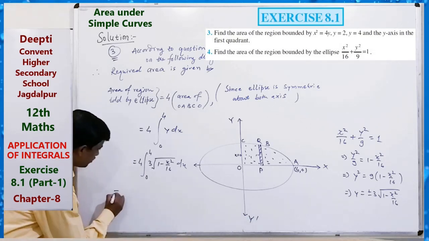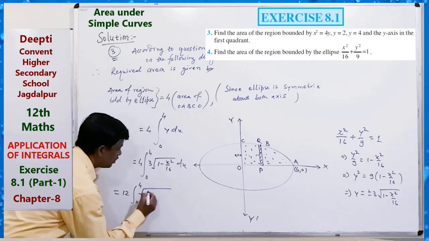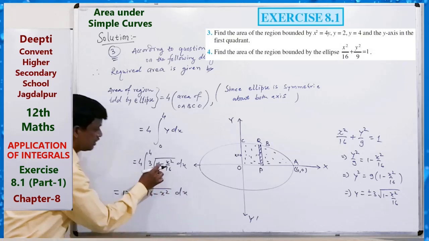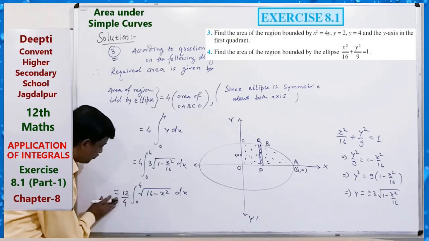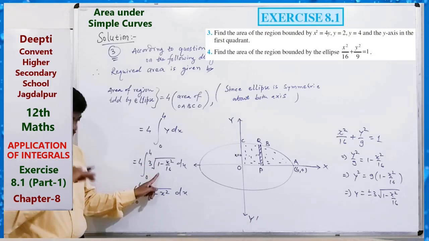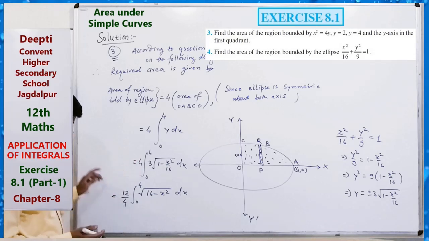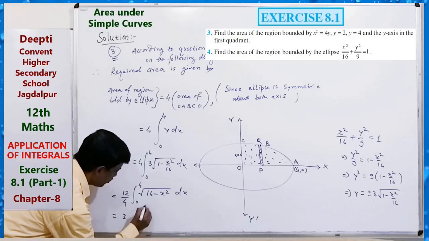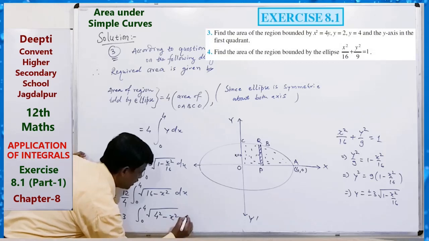So this equals 12 times the integral from 0 to 4 of root of 16 minus x square dx, taking LCM 16 and taking 4 by 4 outside. Because 16 taken outside the root gives 4, so 3 into 4 by 4 is 3, times the integral from 0 to 4 of root of 4 square minus x square dx.